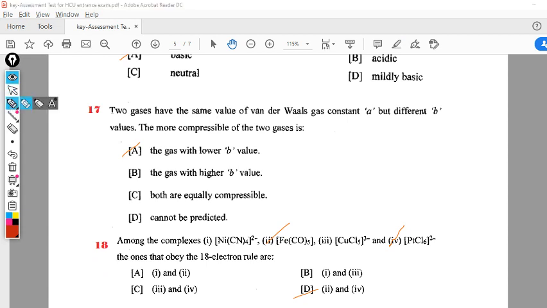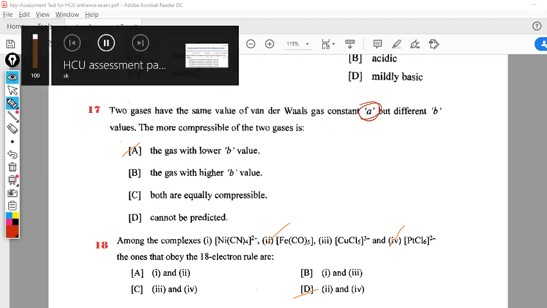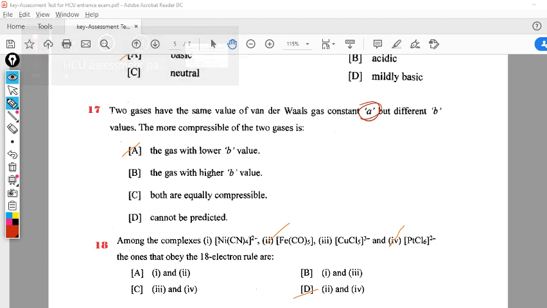A is the attraction forces between the atoms, which is given by the van der Waals constant A. It is the intermolecular attraction of the gaseous atoms. If the intermolecular attraction increases, the possibility of the gas becoming liquid increases. Next, B is the volume of the gas, so the size of the molecule. If the size is small, it is going to liquefy easily and vaporize less easily.